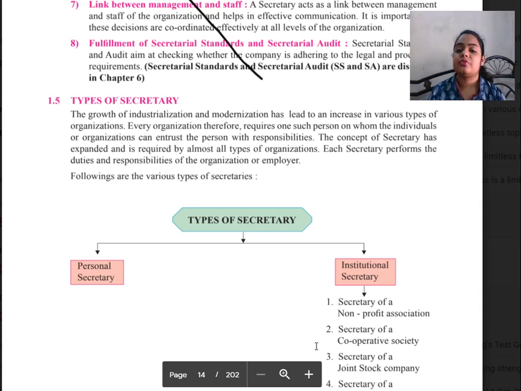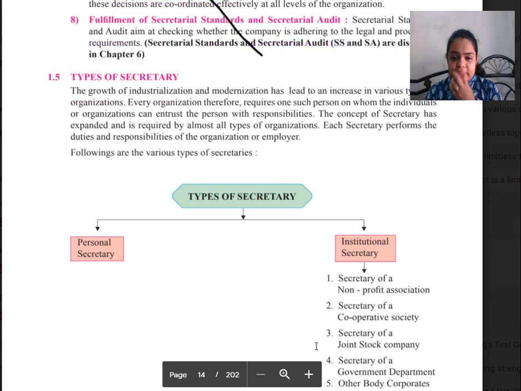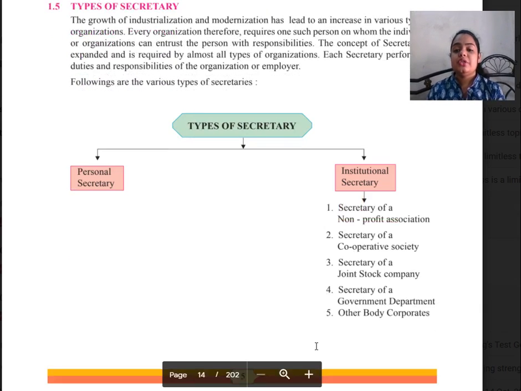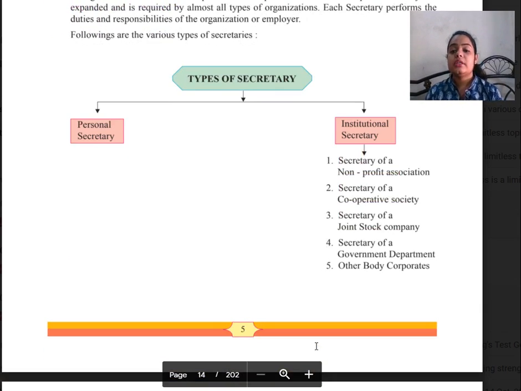So what are the different types of secretaries? Firstly we shall see about that. In that we have two: firstly the personal secretary, and secondly the institutional secretary. Institutional secretaries include the secretary of a non-profit organization, secretary of a cooperative society, secretary of a joint stock company, secretary of a government department, and other body corporates. So these are the various institutional secretaries which we shall be studying further. Here we shall be studying about the personal secretary first.